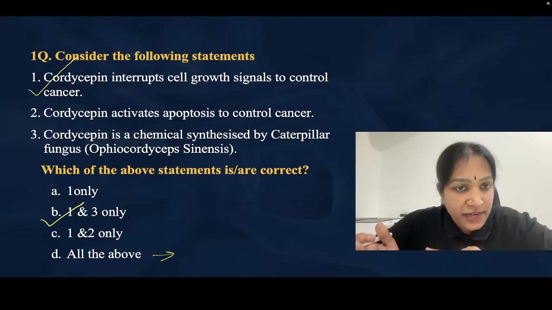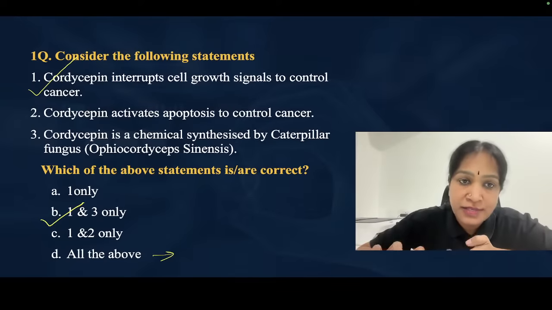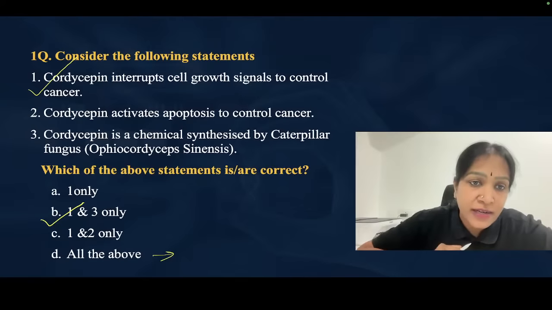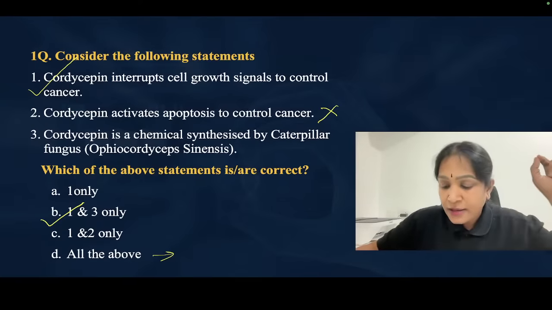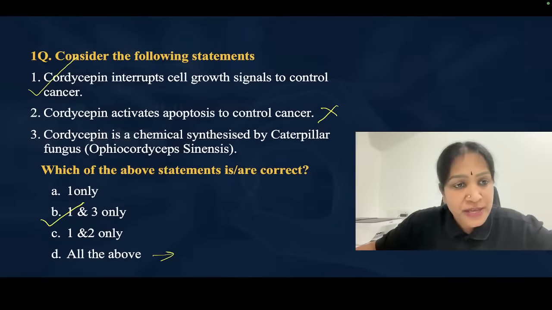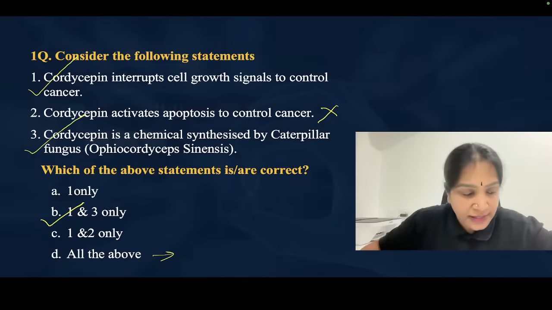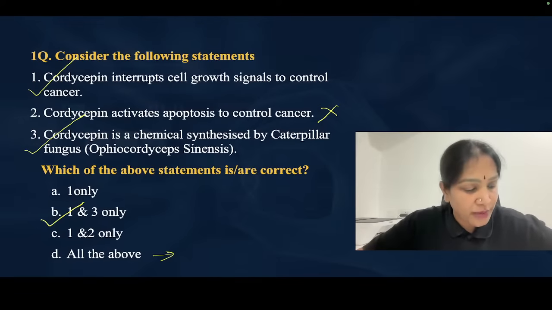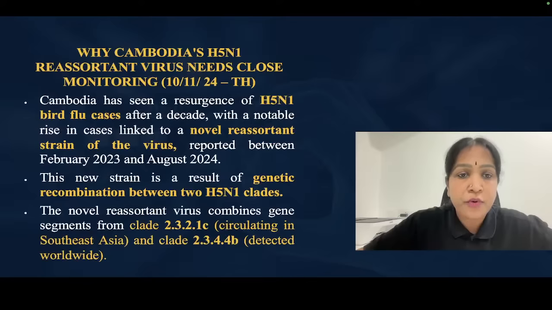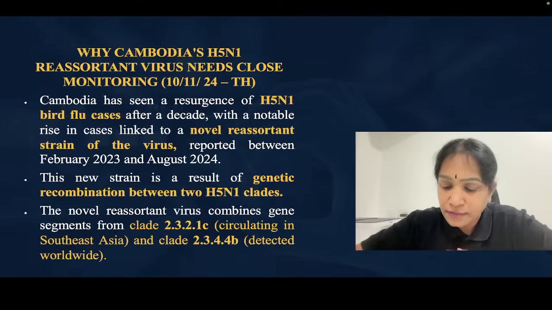If you activate apoptosis, cancer cures. But cordycepin is not activating the apoptosis. So this is not correct. And cordycepin is a chemical synthesized by the caterpillar fungus Ophiocordyceps sinensis. Correct. 1 and 3 are correct statements. So the answer is 1 and 3 only. Right? Okay, moving on to the next article.